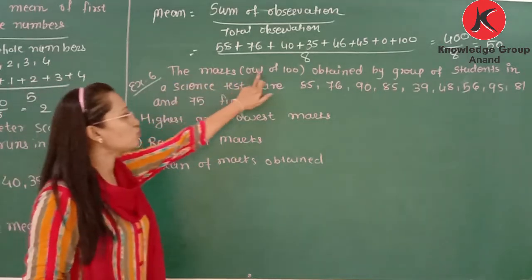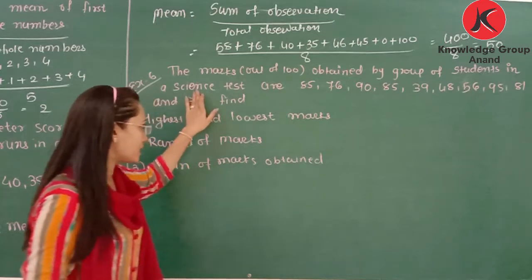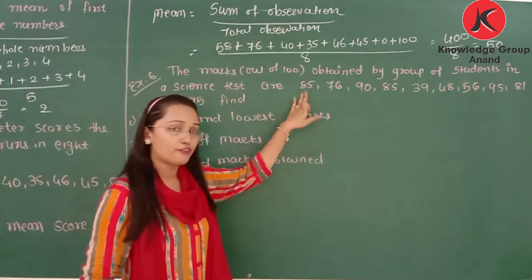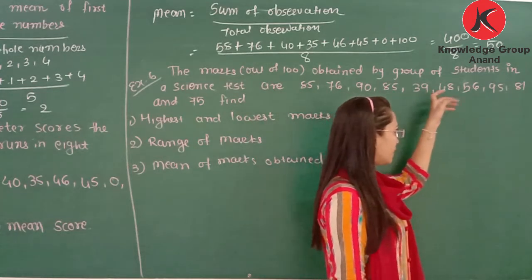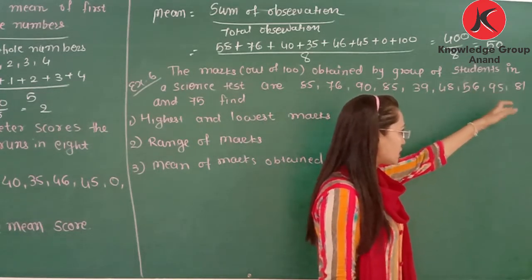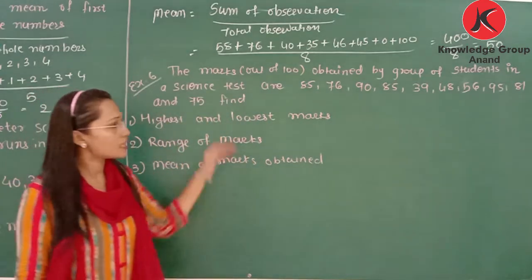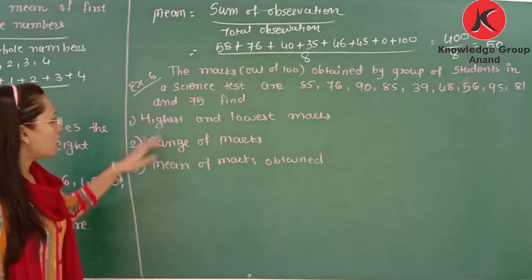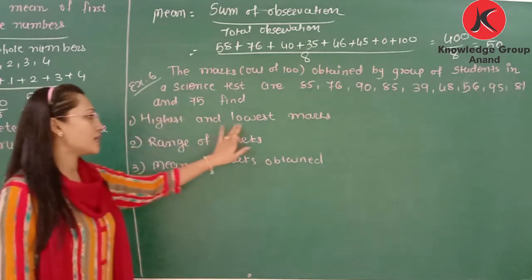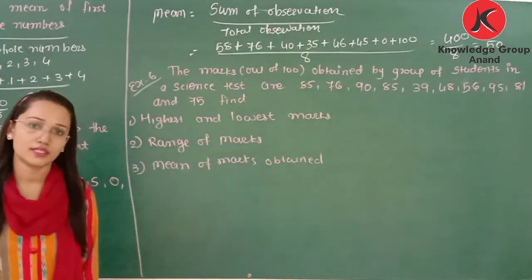The marks out of 100 obtained by a group of students in a science test are 85, 76, 90, 85, 39, 48, 56, 95, 81 and 75. Okay, these are the marks out of 100 in a science test. Find first the highest and the lowest marks. So from this group you need to find highest and lowest.